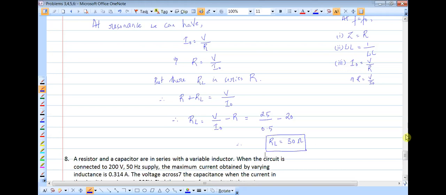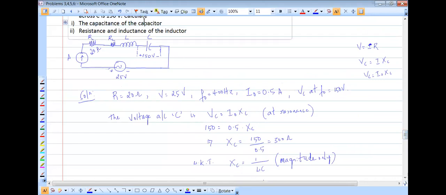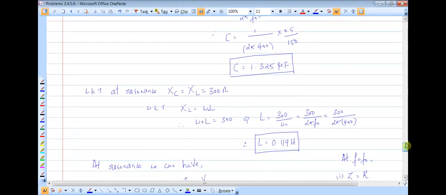What all had they asked us? They had asked us 3 parameters. They asked us the capacitance of the capacitor, which we found out by considering the reactance of the capacitor, and the voltage across the capacitor. Voltage across the capacitor is VC equal to I naught into XC, where XC is the reactance. That is how we calculated the capacitance of the capacitor, and the resistance and inductance of the inductor is what we have found out just now. So just follow whatever we are doing.